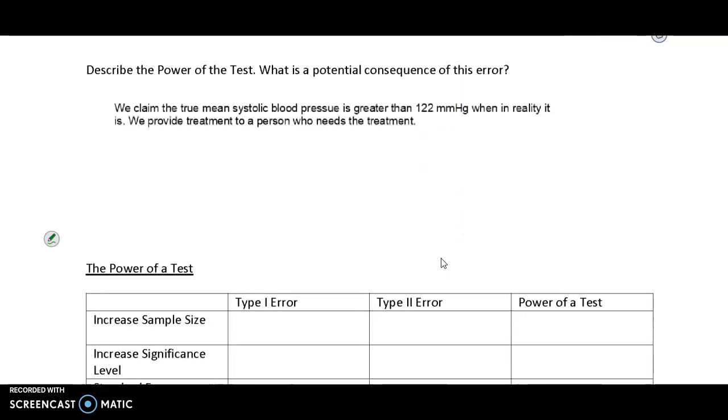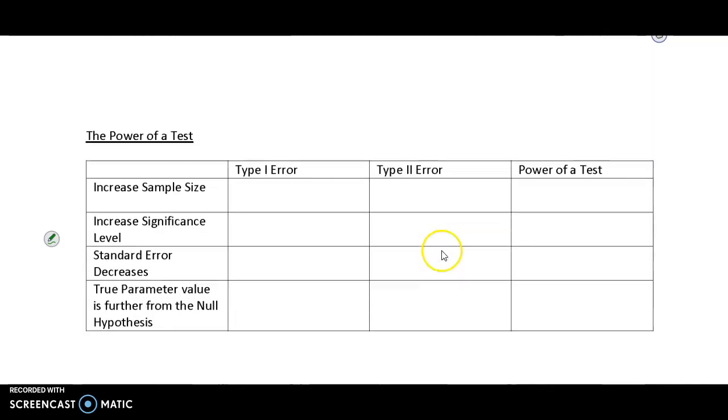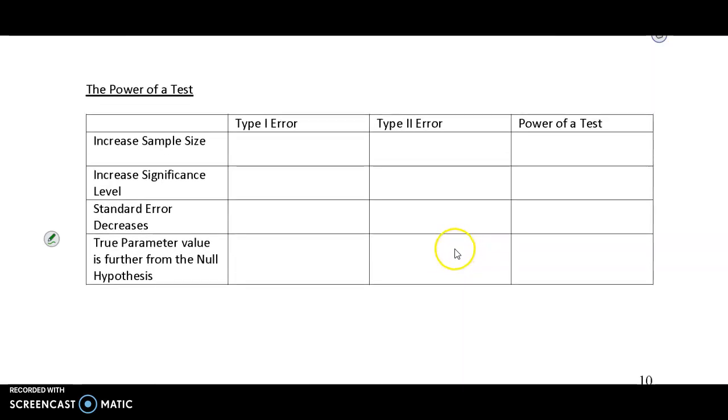Now, the power of a test. Remember, there are a few things that we can do to the power of the test to increase or decrease the power. So let's go here to our handy dandy applet.